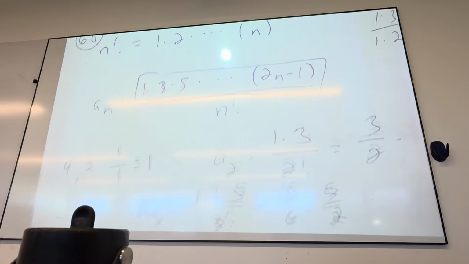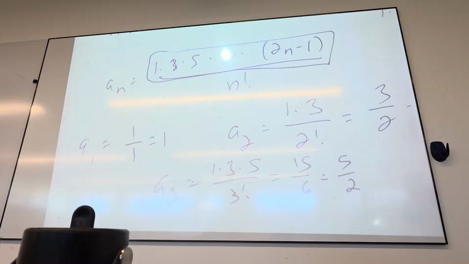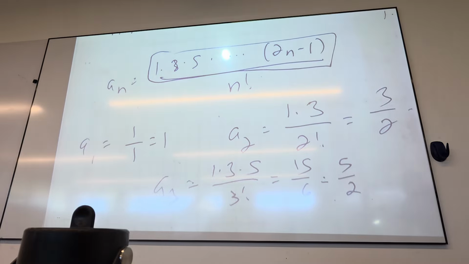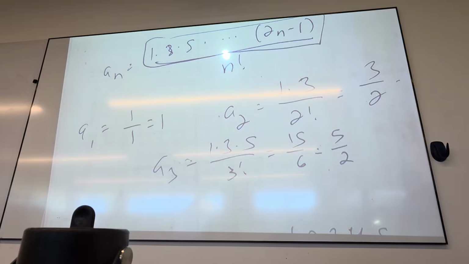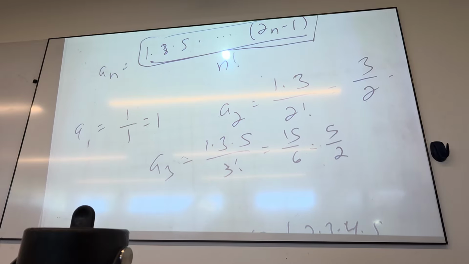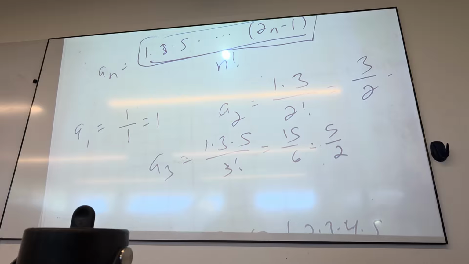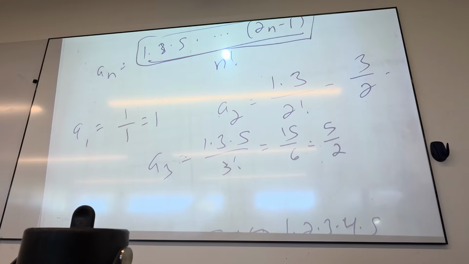So like 5 factorial is 5 times 4 times, and let me do it this way. 1 times 2 times 3 times 4 times 5. Is that cool? And then we can call this 5 double factorial, which is 1 times 3 times 5 times 7 times 9.